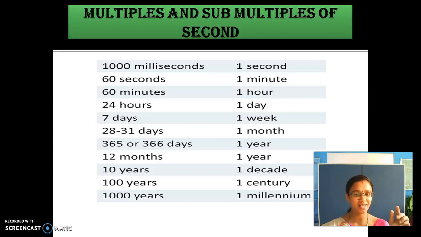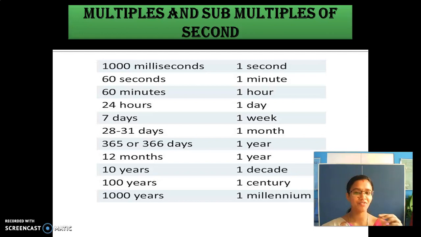60 seconds is equal to 1 minute, and 60 minutes is equal to 1 hour. 24 hours is equal to 1 day, 7 days is equal to a week, and 28 to 31 days is equal to 1 month.